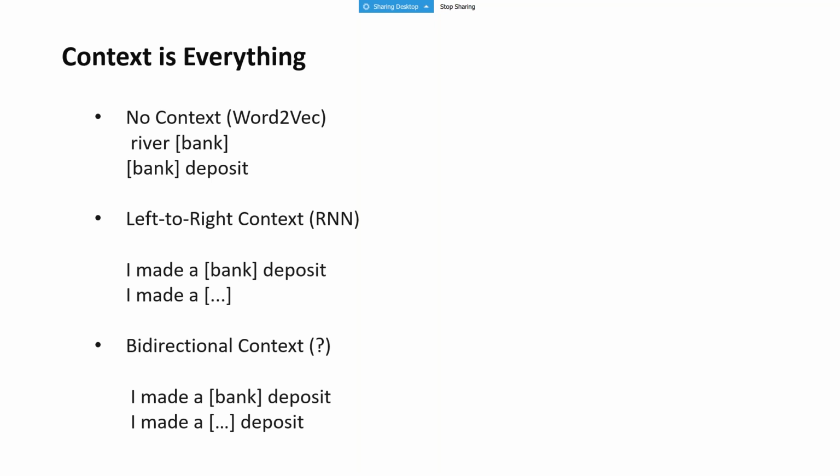Okay, so with bidirectional, that is the thing. It's the meaning from both sides. So I made a bank deposit and I made a bank deposit again. If you say so, it is not one-sided meaning that we are deriving. So the context is everything.